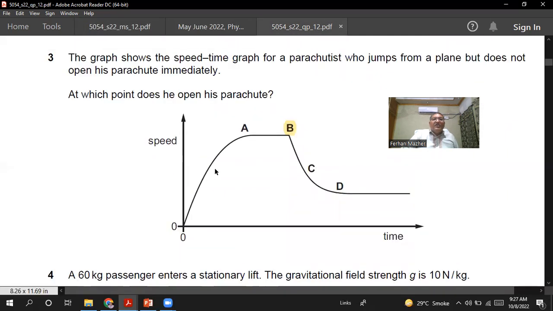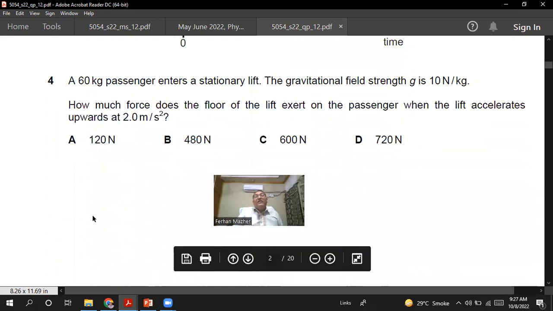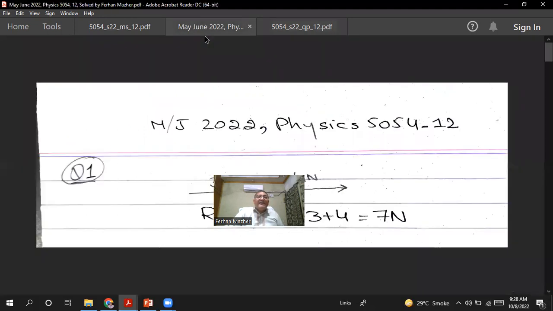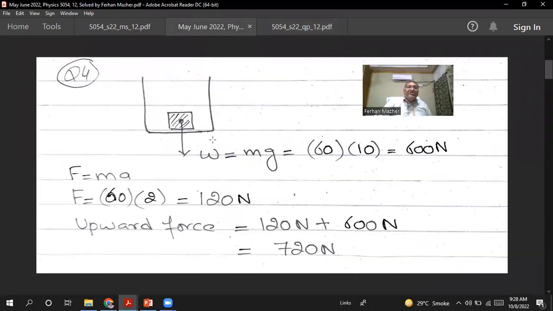Okay, now let's go to the next question. The next question on your screen is question number four. It says, a 60 kg passenger enters a stationary lift. The gravitational field strength G is 10 Newton per kg. How much force does the floor of the lift exert on the passenger when the lift accelerates upward at 2 meter per second square? So the acceleration is given. The man is standing in a lift. There is a man whose weight is acting downward and his mass is 60 kg.